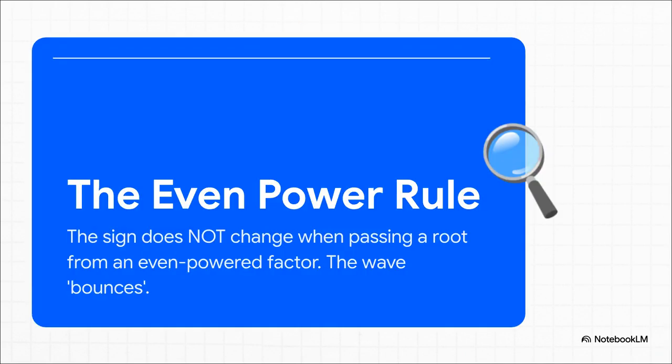Just think about it for a second. A factor that's squared, like x minus 4 squared, is always going to be positive or 0, right? It can never be negative. So when our wavy curve gets to that root, the overall sign of the expression doesn't change. Instead of crossing the line from positive to negative, the wave just bounces off it. If it was positive before, it hits the root and stays positive.